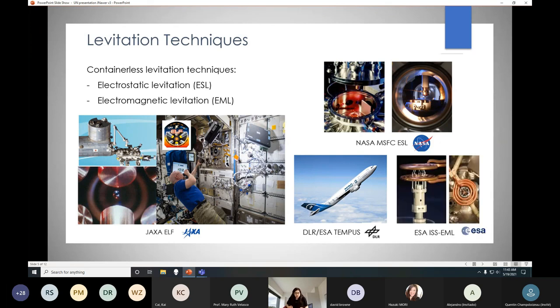And the next facility is the ESA ISS EML. This is also currently on board the International Space Station, located in the Columbus module. You can see the two coils here, in between which the sample is levitated using electromagnetic force. My work mostly covers electrostatic levitation, but I am going to present today my analysis on the JAXA-ELF testing and the ESA Tempest flight testing.